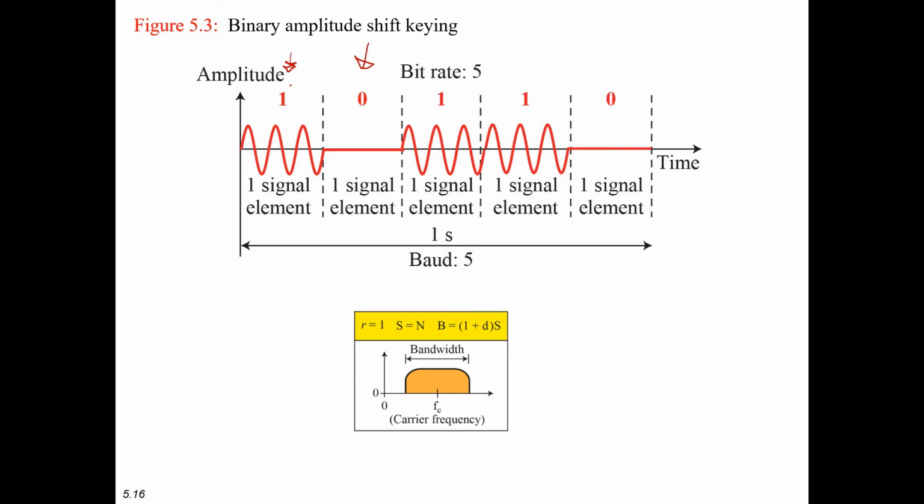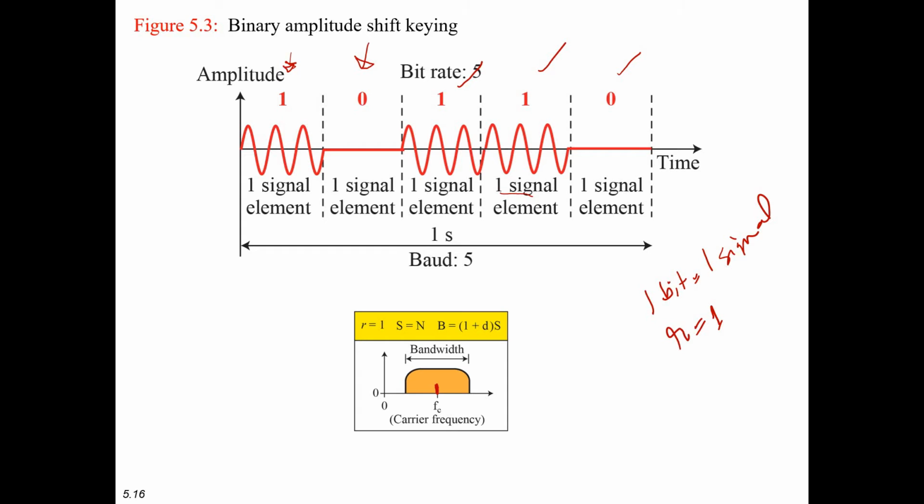Likewise, 1 is represented by voltage fluctuation or a sine wave, and 0 by a flat line, another one by a sine wave, another one by a sine wave, and 0 by a flat line again. That means 1 bit is represented by one signal element. That means R will be equal to 1. This is the representation of the bandwidth. The carrier frequency will lie exactly at the middle of the bandwidth.